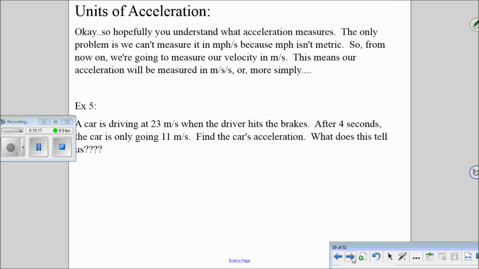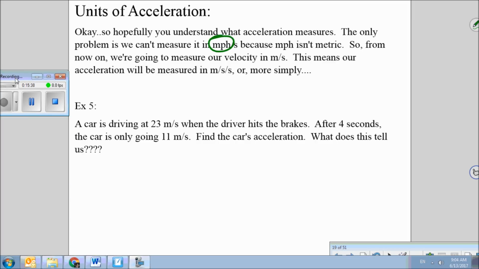Let's talk about the units. The problem with that previous example is that we used miles per hour. The acceleration came out in miles per hour per second, but miles per hour isn't metric. So from now on, we're going to measure the velocity in meters per second. Instead of miles per hour per second, we're going to get meters per second squared. Here we go. A car is driving at 23 meters a second, and the driver hits the brakes. After 4 seconds, the car is only going at 11 meters a second. Let's find the acceleration.